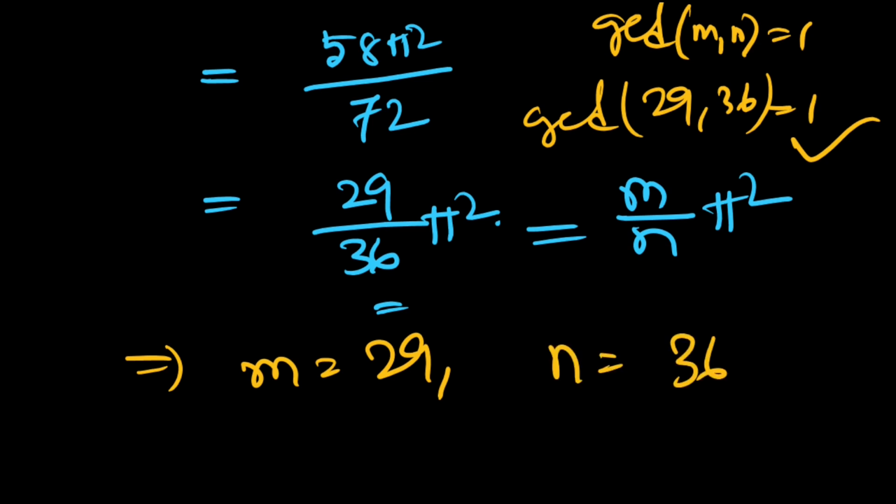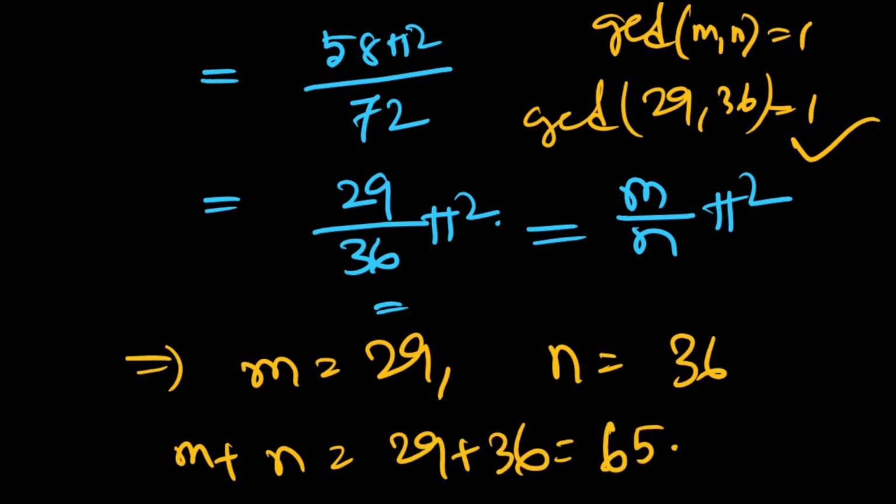And the question asks what is the value of m plus n. So m plus n is equal to 29 plus 36, that is actually 65. So we got the answer is 65.